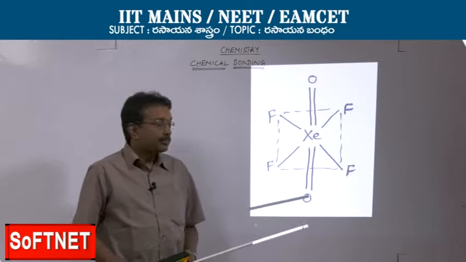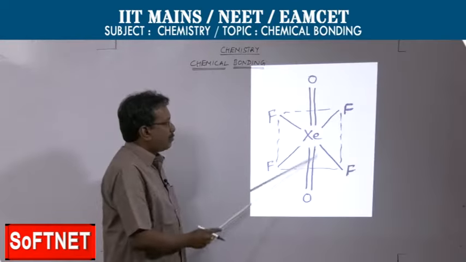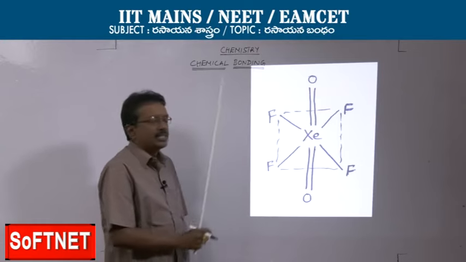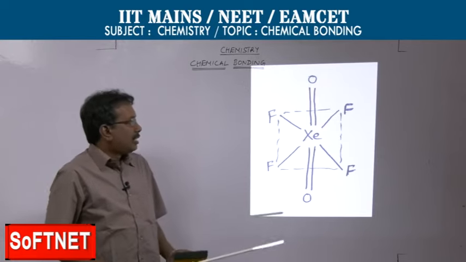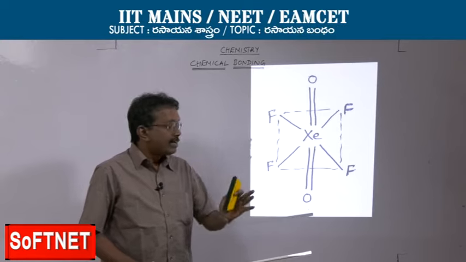Now coming to the octahedral structure containing multiple bonds. Definitely, both multiple bonds are always opposite to each other, like lone pairs. In the case of the previous trigonal bipyramidal structure, the multiple bond you always have to accommodate in the equatorial position.